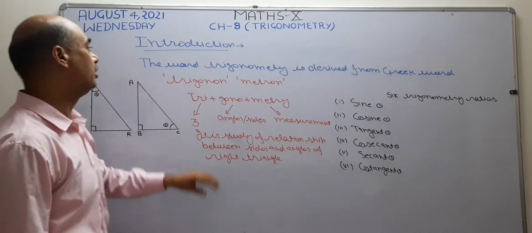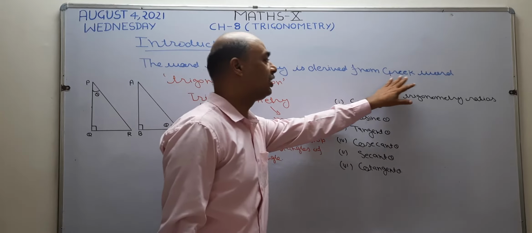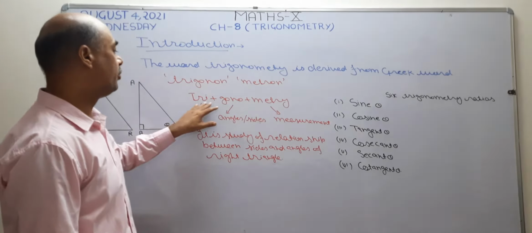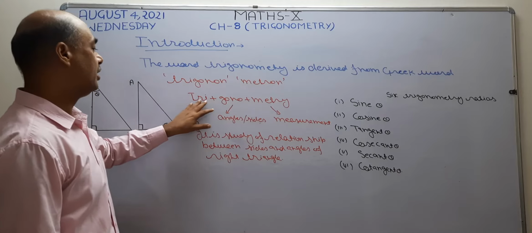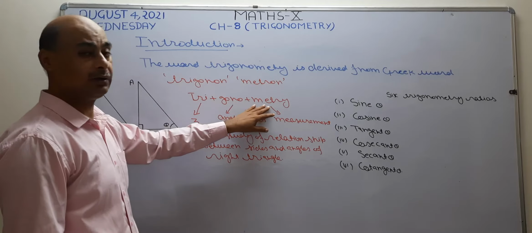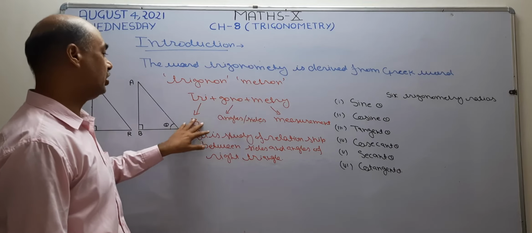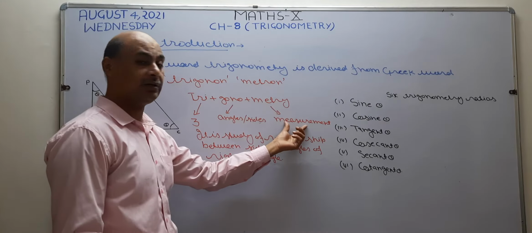Now see, introduction part. The word trigonometry is derived from one Greek word, trigonometron. It is a Greek word: tri plus gono plus metron. Trigonometry means tri plus gono plus metron. Tri means three, gono means sides or angle, metron means measurement.